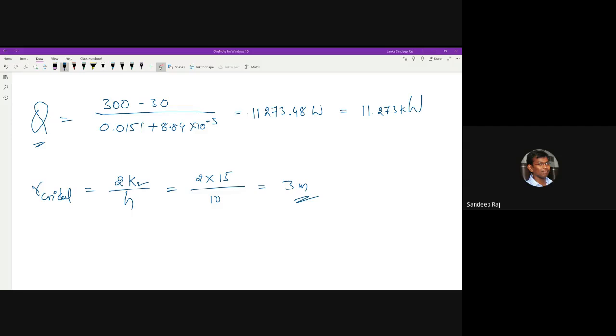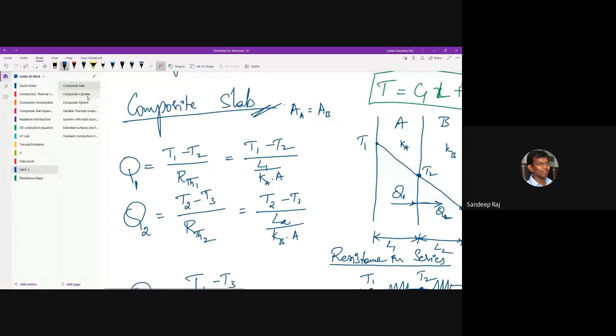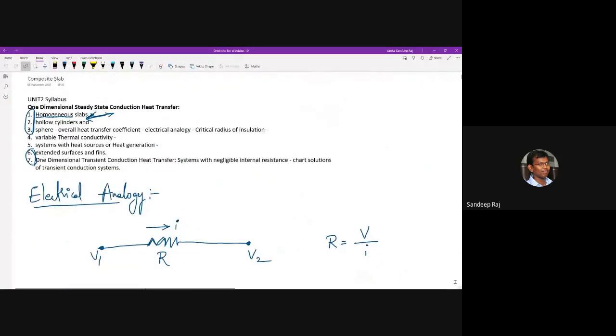Let me take you to your syllabus now. Where is your syllabus? See, this is your syllabus. And in this syllabus, you can see the first three are done. The composite slab is done, and then composite cylinder is done, sphere is done, overall heat transfer coefficient, electrical energy, critical radius of insulation. Till here we have completed. These three concepts are done.